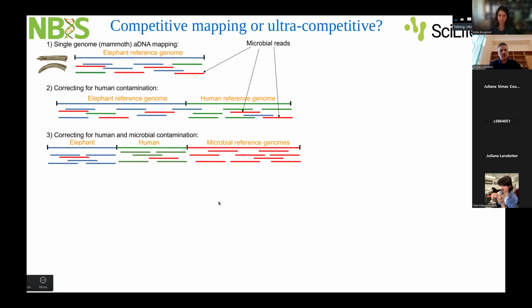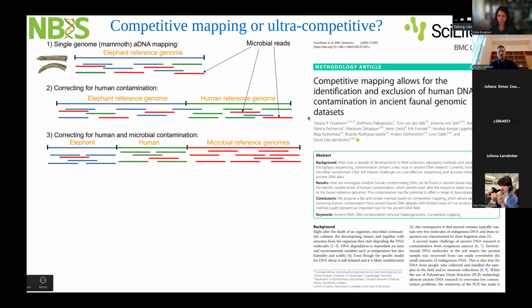This competitive mapping was advocated in a few papers. This was one of the papers where, yes, the paper was about showing that the competitive mapping approach is more accurate. But still, if you check this paper, the competitive mapping here meant that we concatenated the elephant reference with the human reference, and that's it. Of course, it can be called competitive mapping because two genomes are better than one.